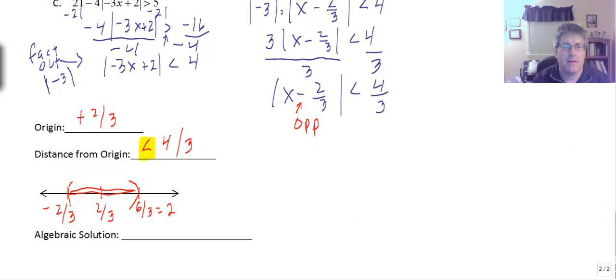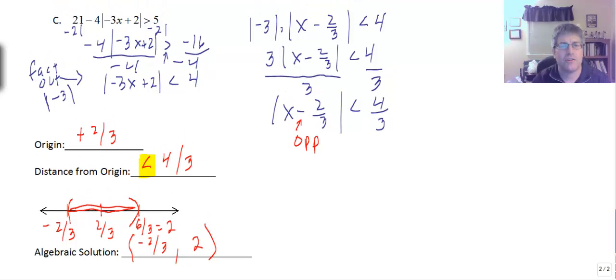And then finally, my algebraic solution. Well, those are all the points between negative 2/3 and 2, non-inclusive. So there's my algebraic solution in interval notation. So there's your introduction to solving absolute value inequalities by the graphing method, some fairly complicated sample problems, and we'll do some more practice when I see you in class.